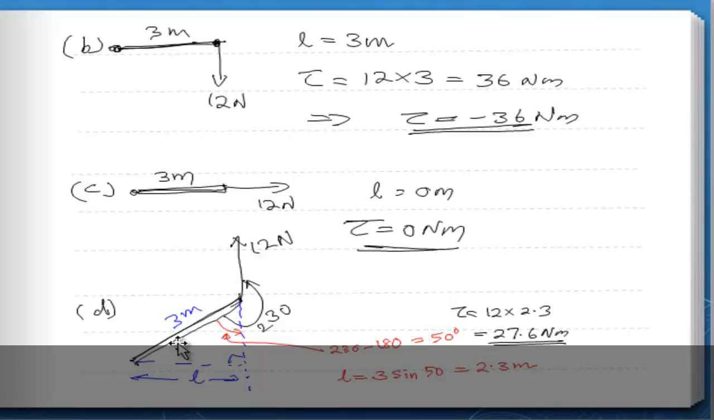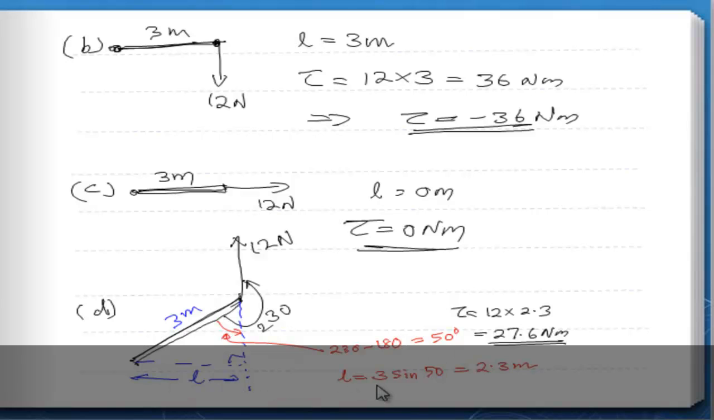In the last example, this is a 230-degree angle. And to find the shortest distance, we need to extend this line and then we can find the shortest distance to that line from the rotational axis. To find this distance, we need to find the angle between this extended line and the rod. Since the total angle is 230, this angle must be 230 minus 180, which is 50 degrees.